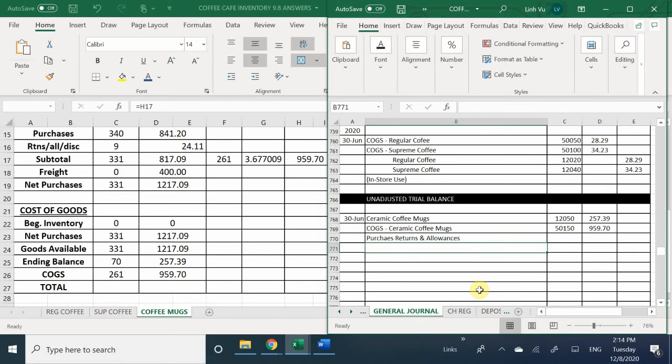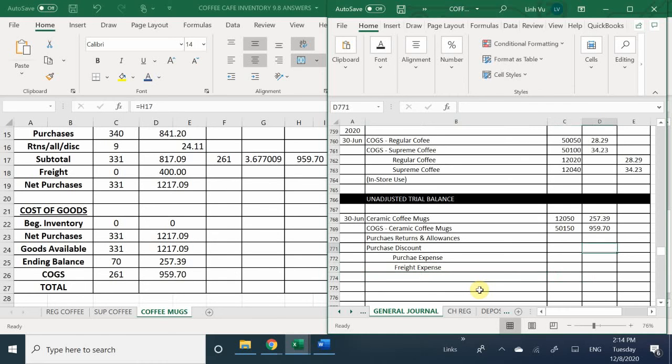What else is also going to be in the debit column? What else did we have? We had the purchase discount. And then we can go ahead and zero out our purchase expense and our freight expense.